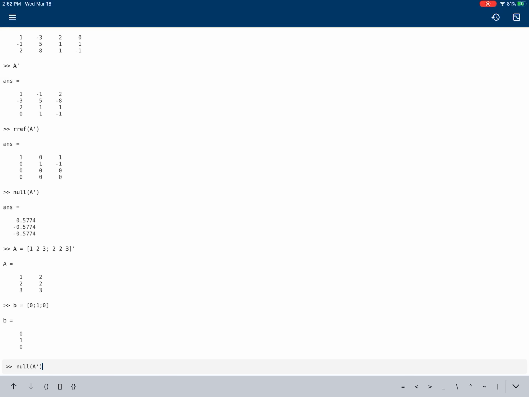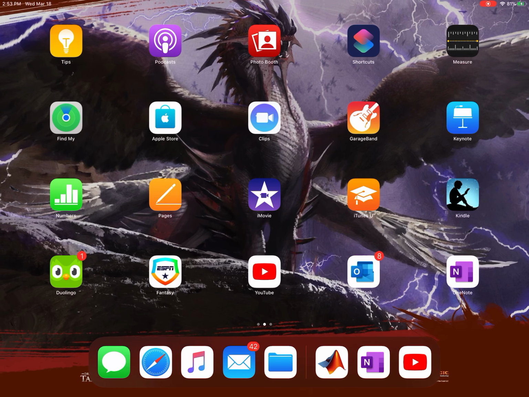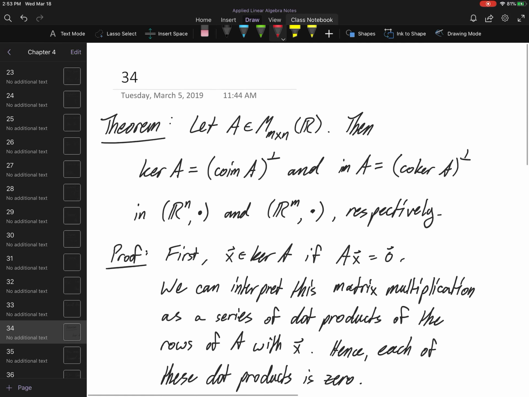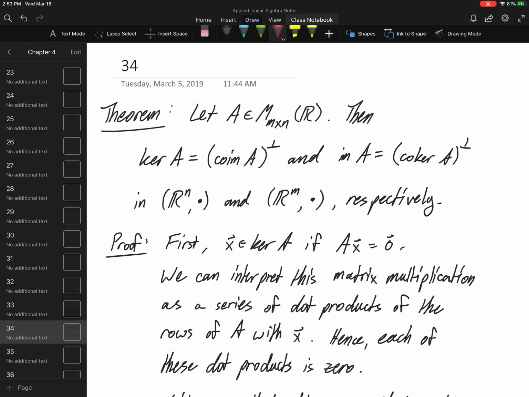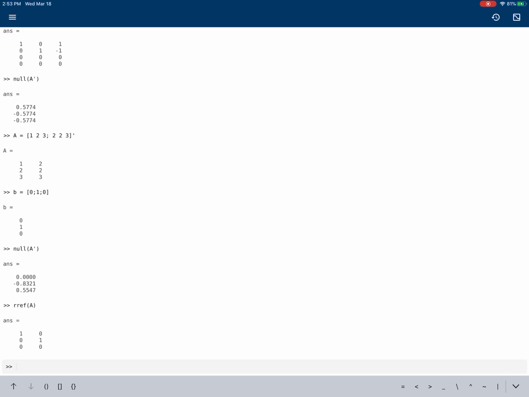Yep. So let's compute, right? I'm looking at the co-kernel here, so I'm looking at the null space of A transpose. Okay. So this is a basis for the co-kernel of the matrix. And if I am to believe my theorem that the co-kernel is exactly the orthogonal complement of the image, looking at this statement up here, this should row reduce to a whole bunch of vectors that are perpendicular to the thing that I just computed.